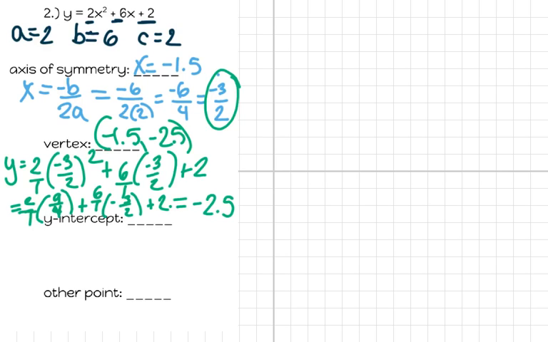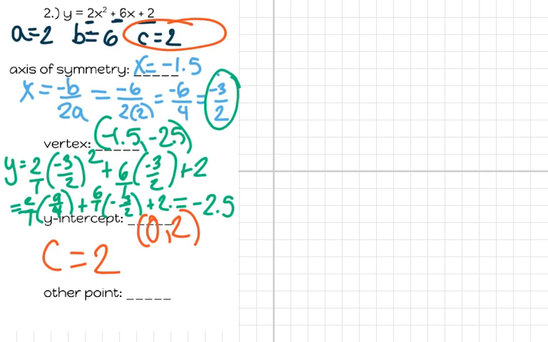And then to find my y-intercept, again, it's just the c value. So we already know that c is equal to 2, so my y-intercept is at 0, comma 2. We're going to start by plotting all of these things first. I'm just going to rewrite it on the next slide so I can fit the actual graph. Our axis of symmetry is at x equals negative 1.5.